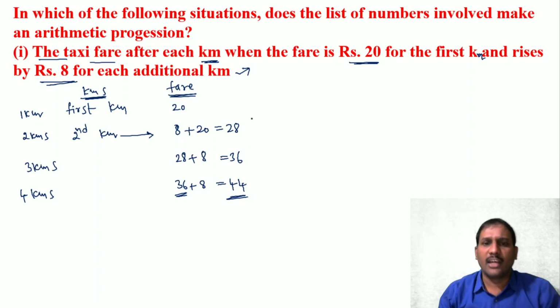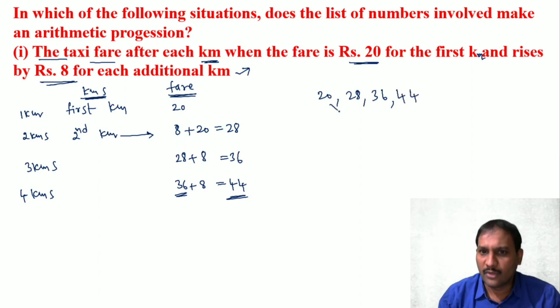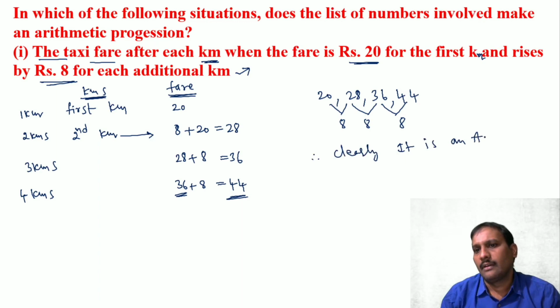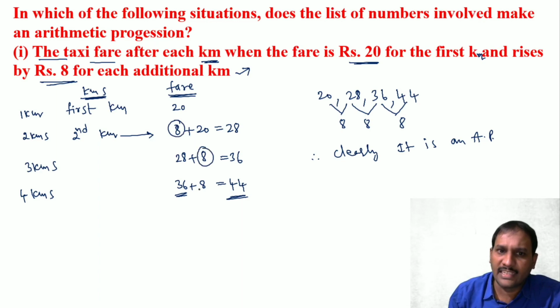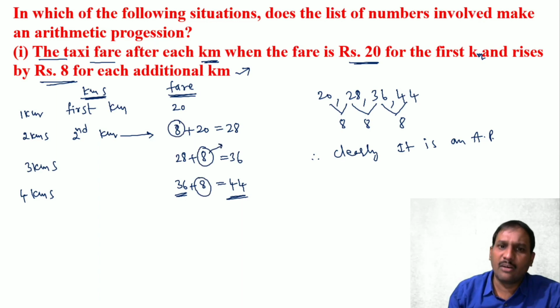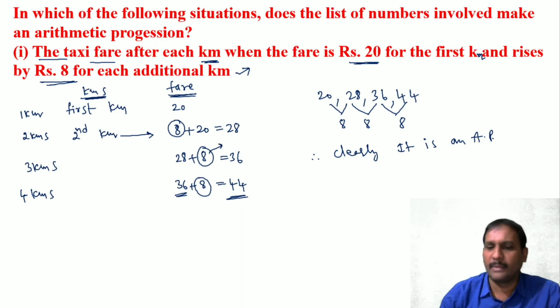Okay. So, now if you observe these numbers, let us write them in order: 20, 28, 36 and 44. If you observe the difference between them, it is 8, 8, 8: 44 minus 36, 36 minus 28, 28 minus 20. Therefore, clearly it is an AP. And of course, here itself you can say that it is an AP because every time we are adding the same fixed number. Therefore, it is nothing but the common difference. Directly we can say that these numbers form an arithmetic progression.